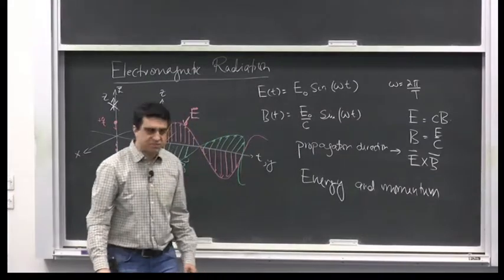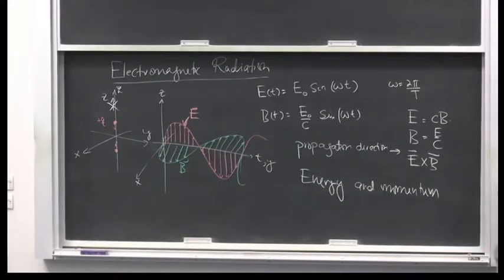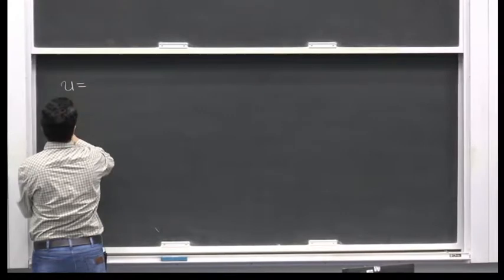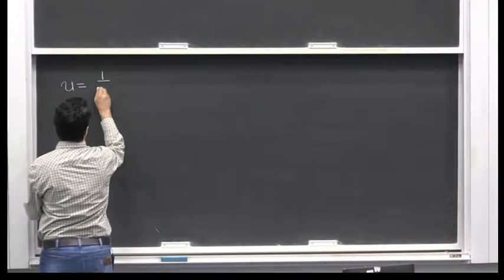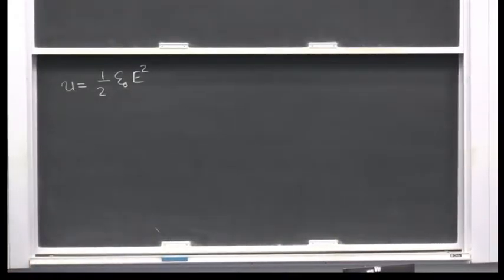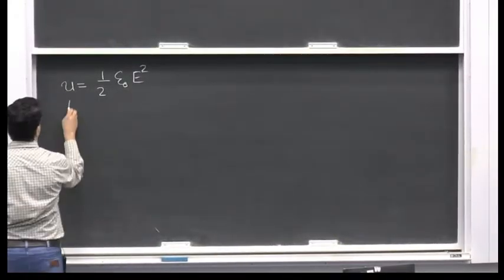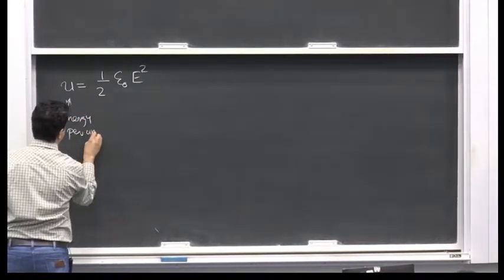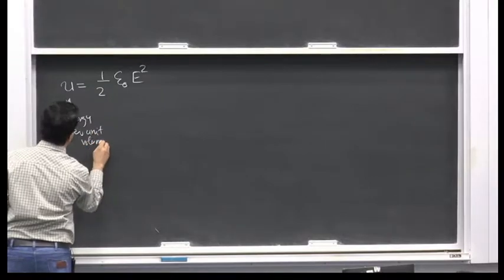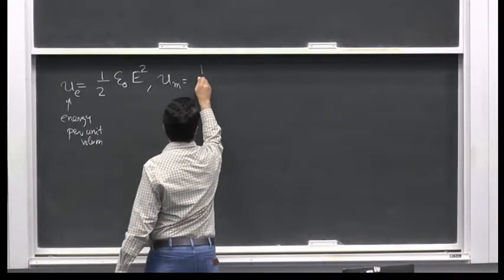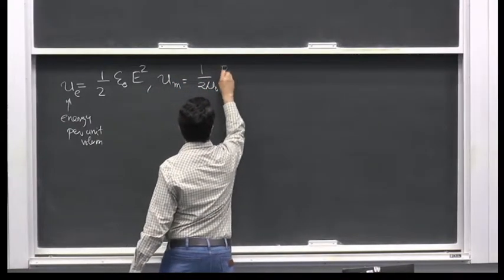So energy is obvious because we have already looked at, for example, the condition. If you have an electric field in a certain volume, then the energy density is given by 1/2 epsilon naught E squared. That's the energy density, that's the energy per unit volume. But this is electric energy. I can also write the magnetic energy, that would be 1 over 2 mu naught B squared.